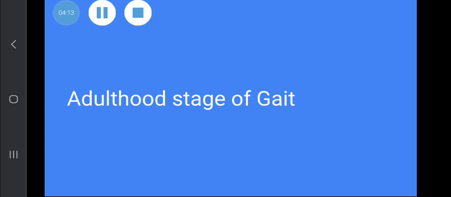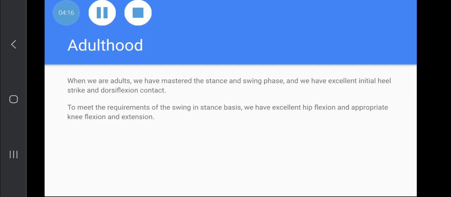Adult stage of gait. Adulthood. When we are adults, we have mastered the stance and swing phase, and we have excellent initial heel strike and dorsiflexion contact. To meet the requirements of the swing and stance phases, we have excellent hip flexion and appropriate knee flexion and extension.